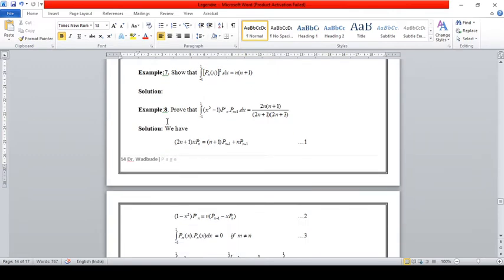Example number 8, prove that the integration from minus 1 to 1 of (x square minus 1) P dash n Pn plus 1 dx is equal to 2n(n plus 1) upon (2n plus 1)(2n plus 3).